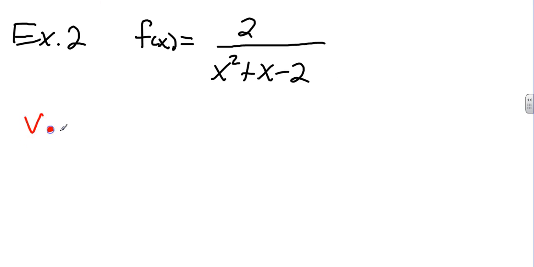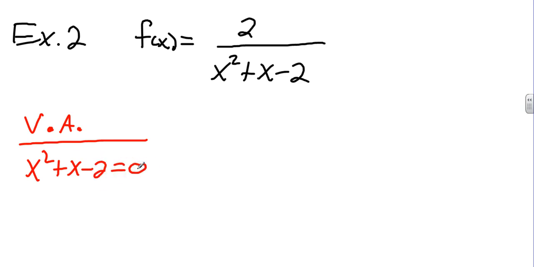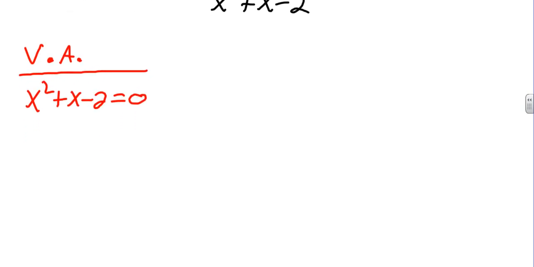Alright, first thing is vertical asymptotes. Again, take that denominator and let it equal 0. And again, this one you can factor, should be a pretty straightforward factor, because the only way you can factor 2 is to get 2 times 1. And since the b term is positive, the bigger number has to be positive, and the smaller number would have to be negative.